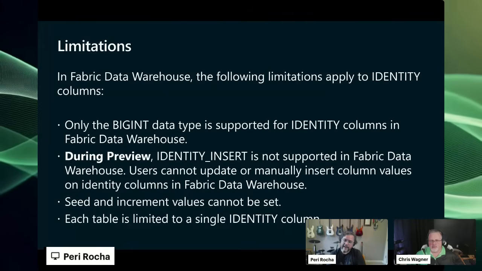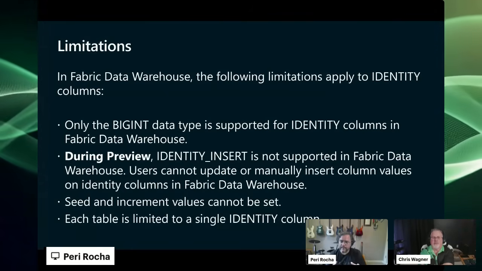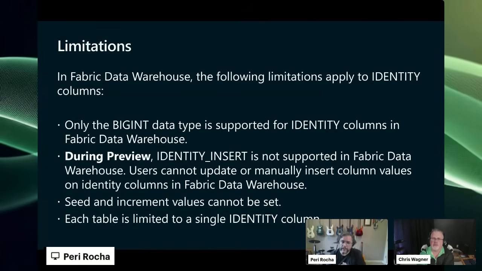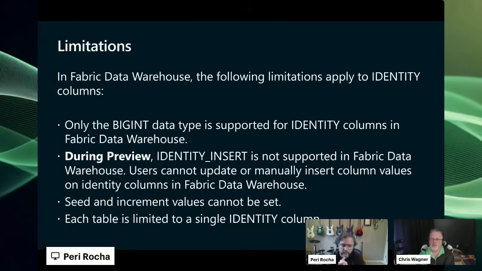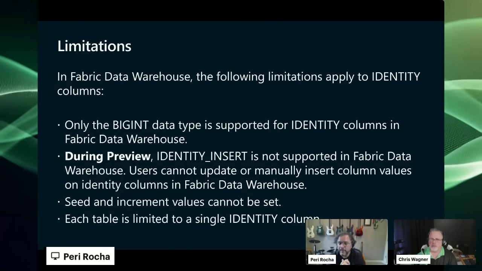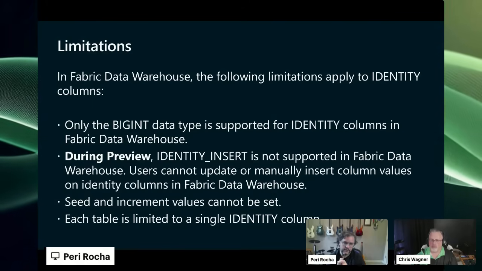Yeah, we recognize the scenario you just mentioned. Folks like to use those -1, -2 values to designate an unknown identity in a dimension, for example. We are working to provide support for this. During preview, it's not yet supported. So we don't yet support identity insert.